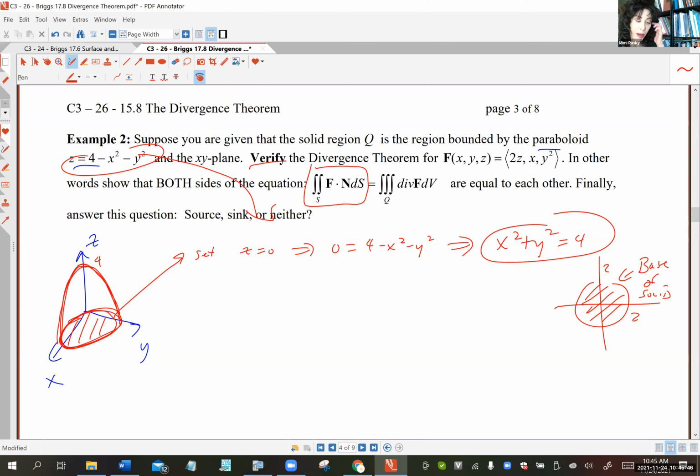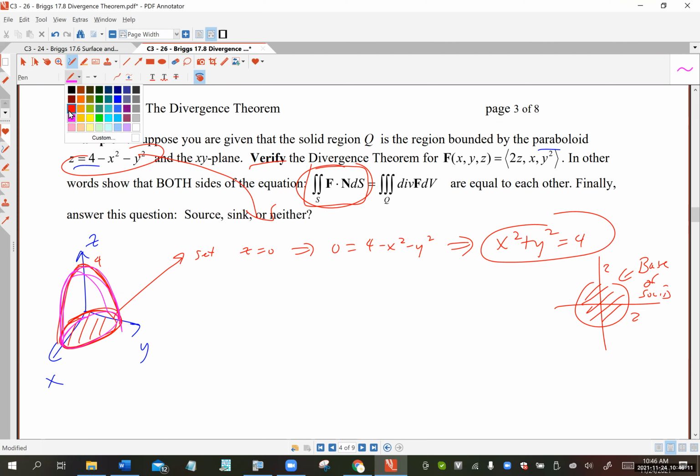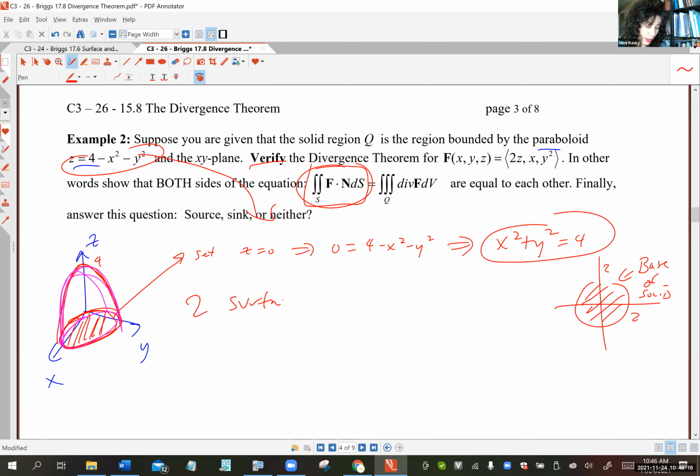The question is, how many of these flux integrals do I need to do? So how many sides does this solid look like it has? Or how many surfaces total is it made up of? Anybody have a clue to that? Would it be 2? Yes. Good. So there's 2 surfaces that we have to worry about.